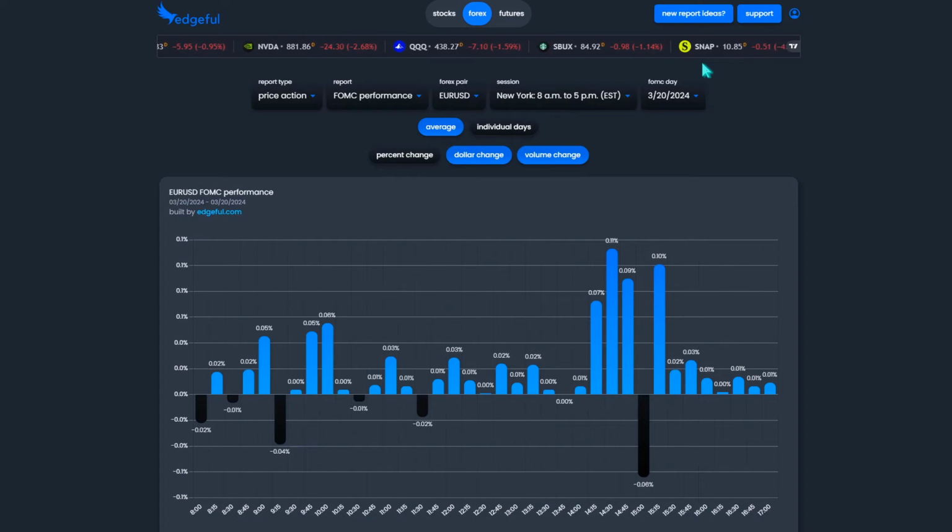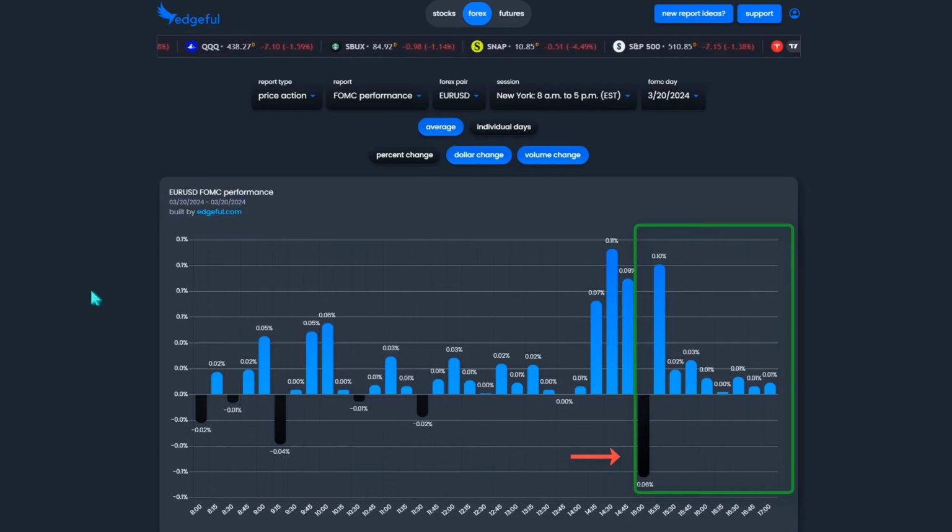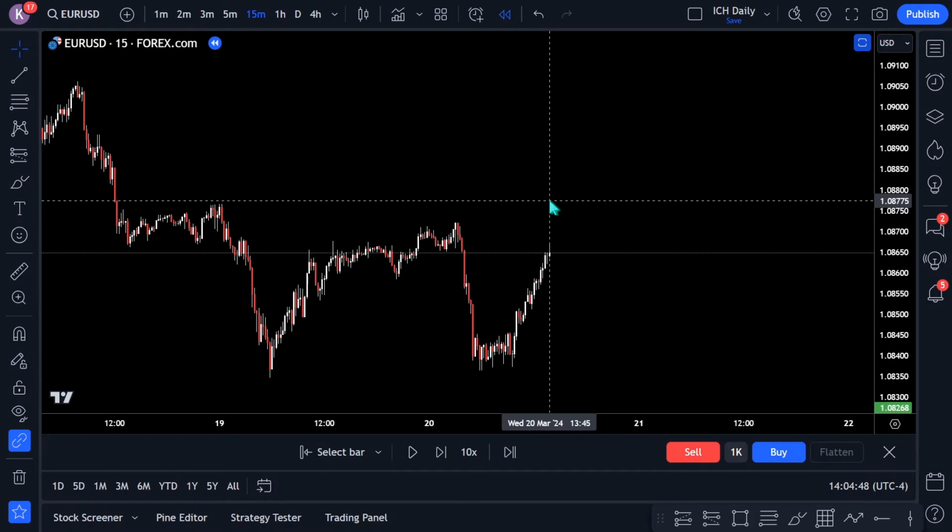Here we see the same pattern. It was a positive reaction, so we expect the following candles to be a continuation. When we see a red candle, we know there's likely to be a second push up, which does in fact happen. We're on March 20th, and this is the last candle before FOMC.